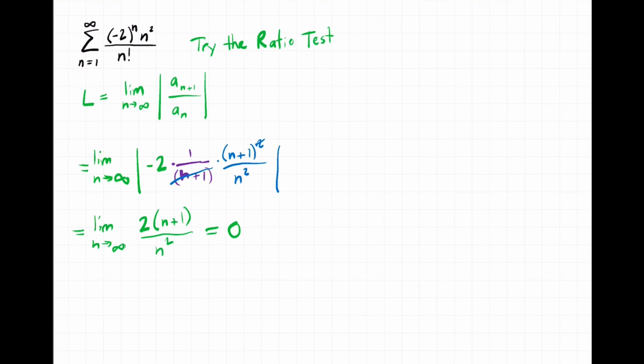So what this tells us is this series is in fact converging. In fact, it converges absolutely. Since our L, which equals 0, is less than 1, this series converges absolutely.